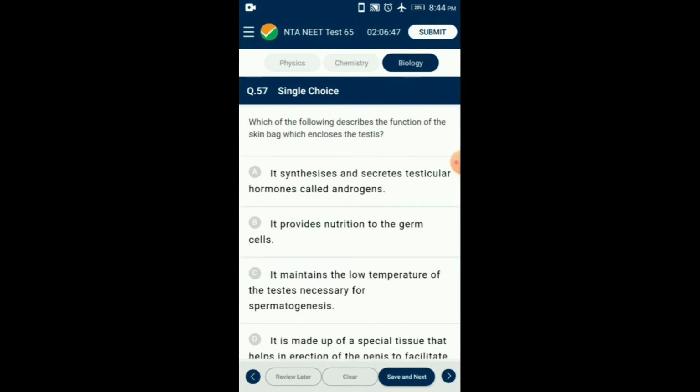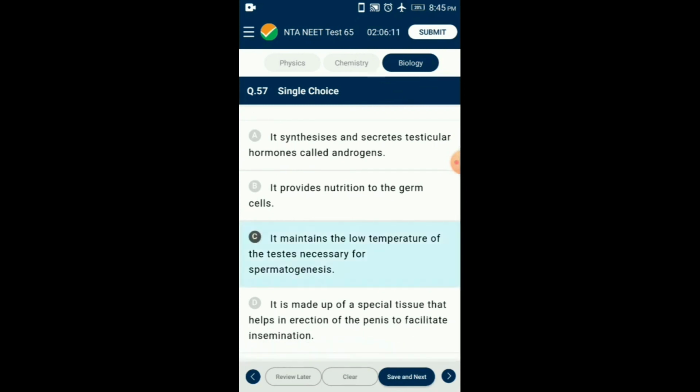Question number 57. Which of the following describes the function of the skin bag which encloses the testis? The male gonads, the testes, lie outside the abdomen within the scrotum, which is a sac-like structure derived from the skin and fascia of the abdominal wall. The scrotum helps in maintaining the low temperature of testes, 2 to 2.5 degrees Celsius lower than the normal body temperature, necessary for spermatogenesis. So the answer for this question is option C.